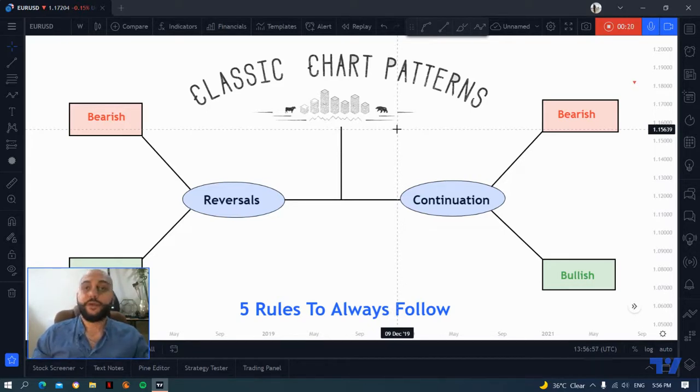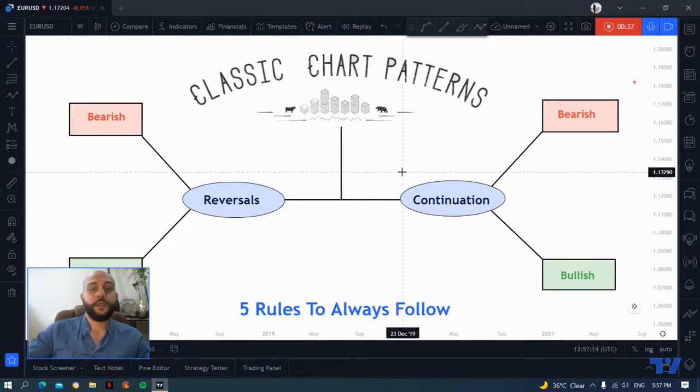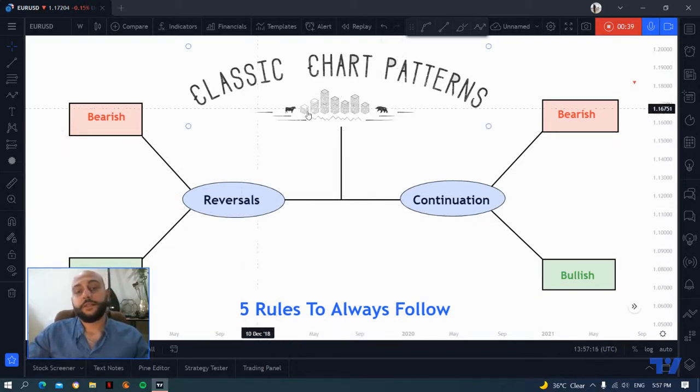So if you're interested in trading or analyzing charts at all, you need to know these patterns. And if you don't know these patterns, then don't worry. After watching today's video, you're going to have all the information that you need. And at the end, as a bonus, there are going to be 5 rules that you must always follow. So let's start with the classic chart patterns.